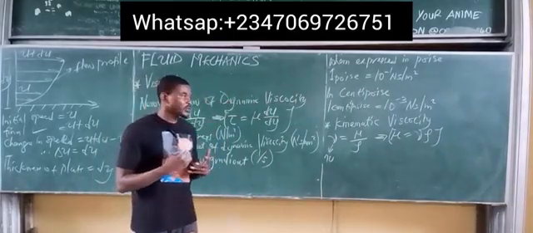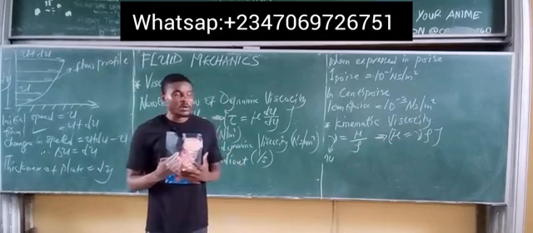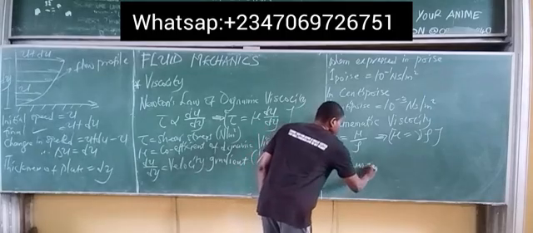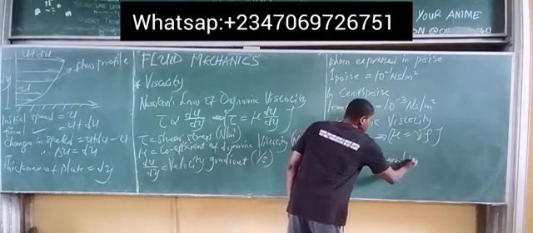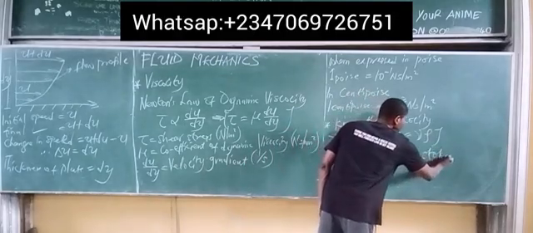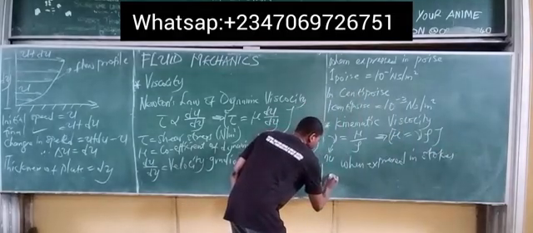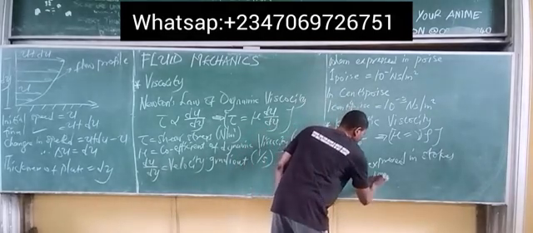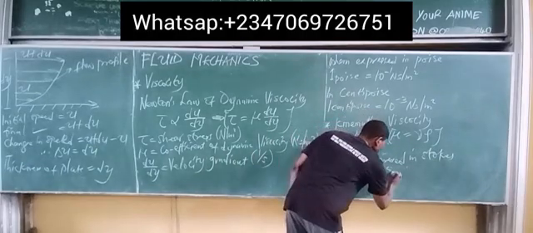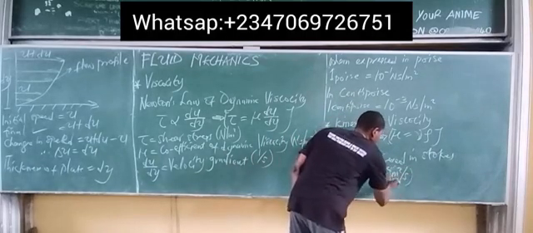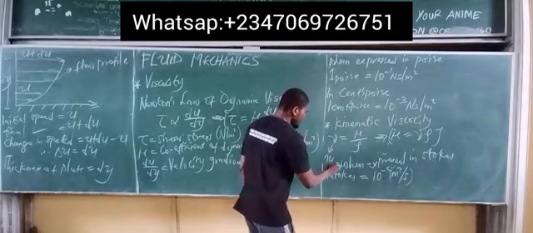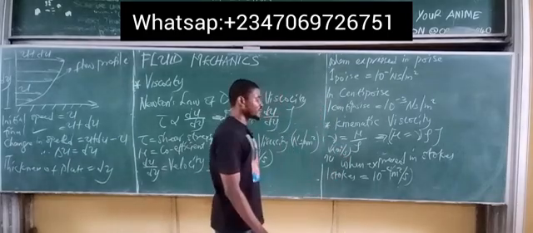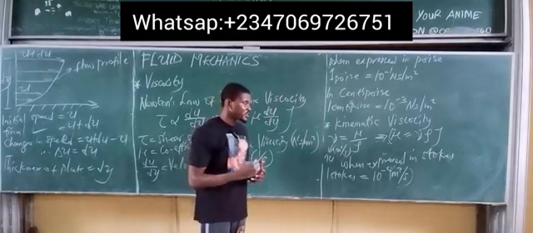Now, the kinematic viscosity can also be expressed in Stokes or centistokes. When expressed in Stokes, 1 Stokes is equivalent to 10 to the power of minus 4 meter squared per second. So take note, the unit of kinematic viscosity is expressed in meter squared per second. Keep that in mind. Kinematic viscosity is always expressed in meter squared per second.